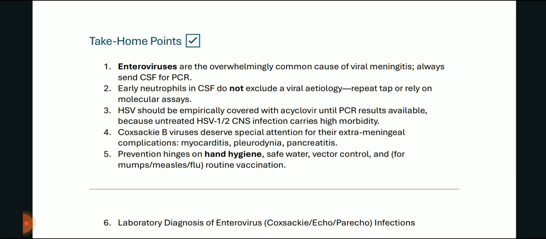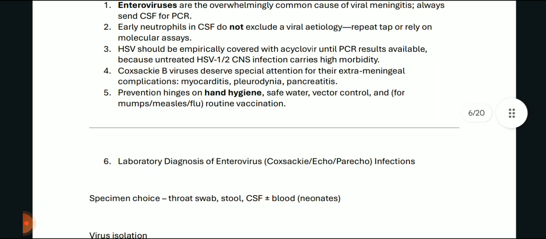HSV should be empirically covered with acyclovir until PCR results are available, because untreated HSV 1 or 2 can cause CNS infections and these have a high morbidity. Coxsackievirus B deserves special attention for the extra-meningeal complications like myocarditis, pleurodynia, and pancreatitis. Prevention hinges on hand hygiene, safe water, vector control, and, for mumps, measles and flu, on routine vaccination.